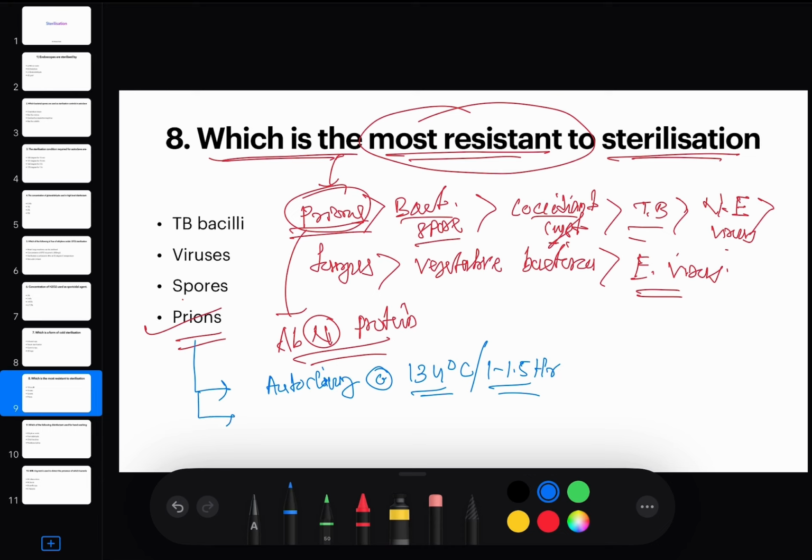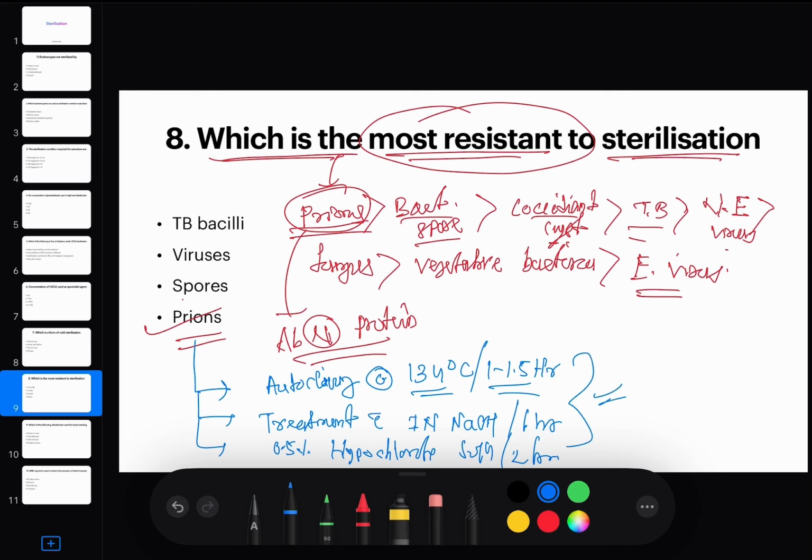This is one method of sterilization. Another method is treatment with 1N NaOH for 1 hour, or treatment with 0.5% hypochlorite solution for 2 hours. Okay, prions are the most resistant to sterilization, but they can be sterilized in the above three conditions.